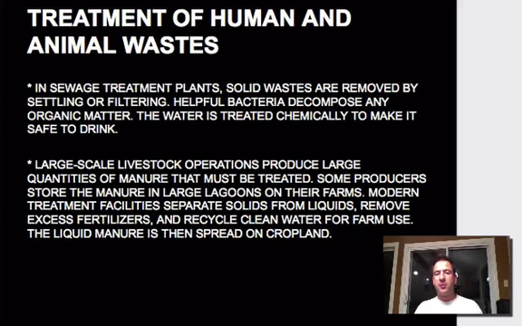So in sewage treatment plants, we take solid waste and remove it by settling or filtering. And then helpful bacteria decompose it. And remember, bacteria can be both helpful and harmful. When we talked about pathogens, we talked about both those key points. So those bacteria can decompose any organic matter. Then the water is treated chemically, and now it's made safe to drink. It seems kind of weird that we would take sewage and turn it into potable water, but there's a process that occurs.